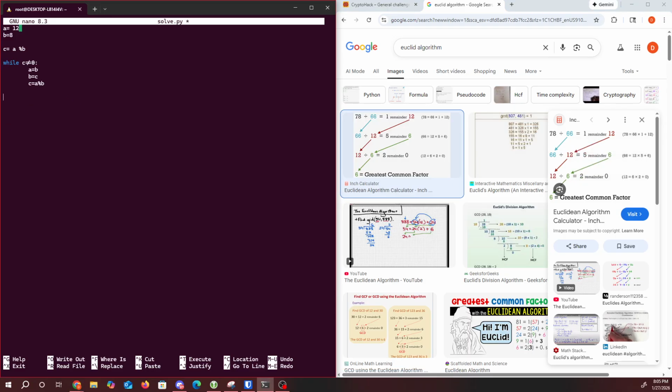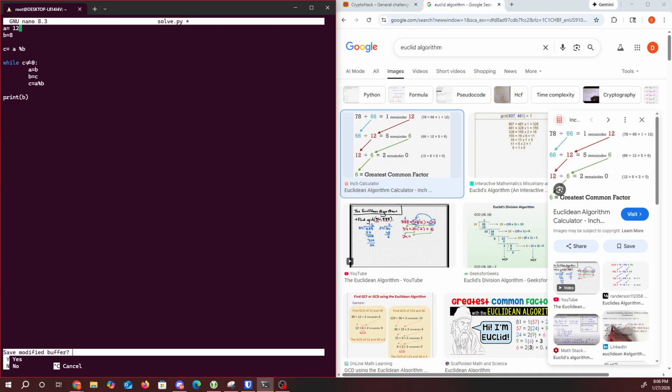And now, after it's done looping and once it breaks off, all we need to print out is, because once it hits 0, that means it found the greatest common divisor, the second number, which is b. So in our case, we're just going to print out b.